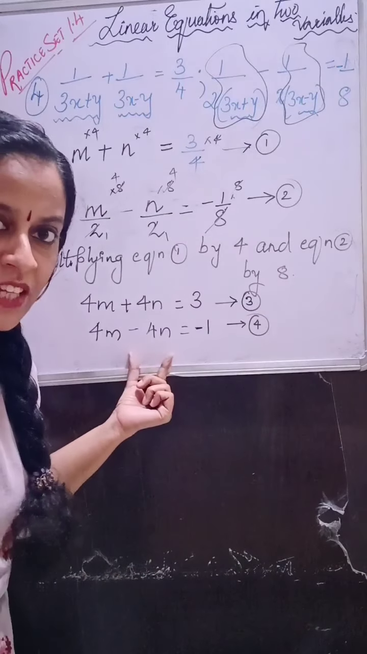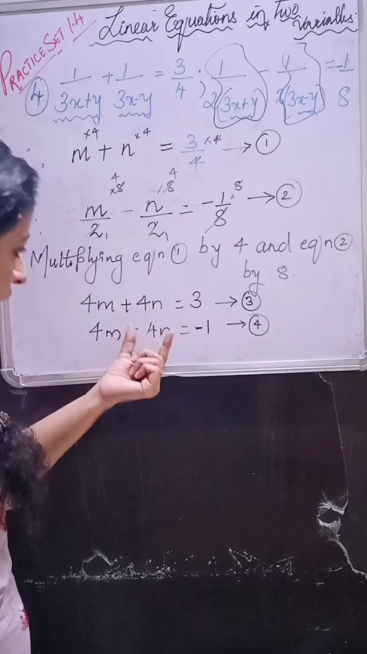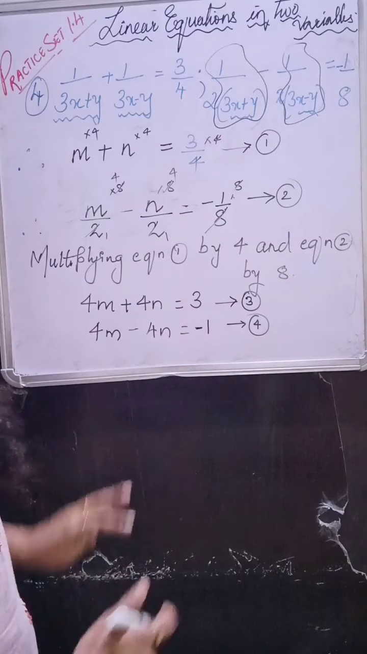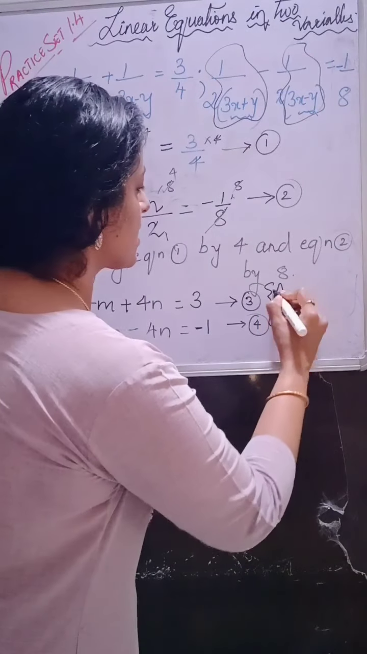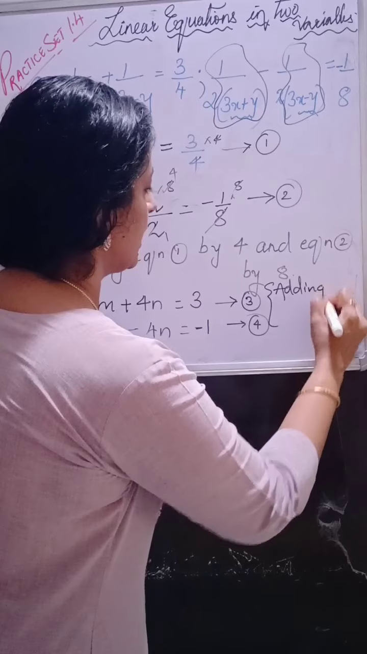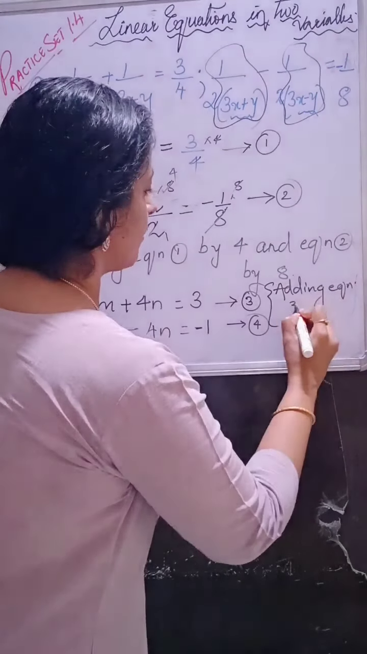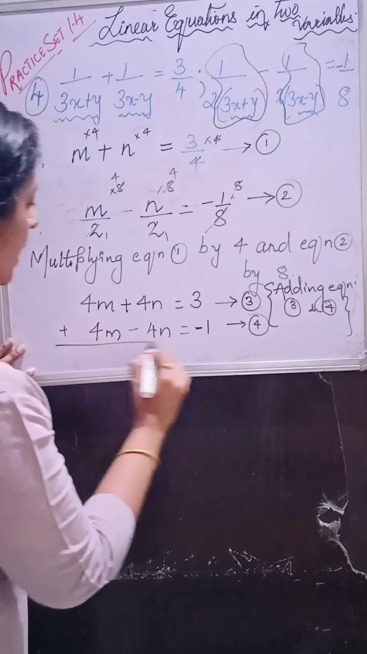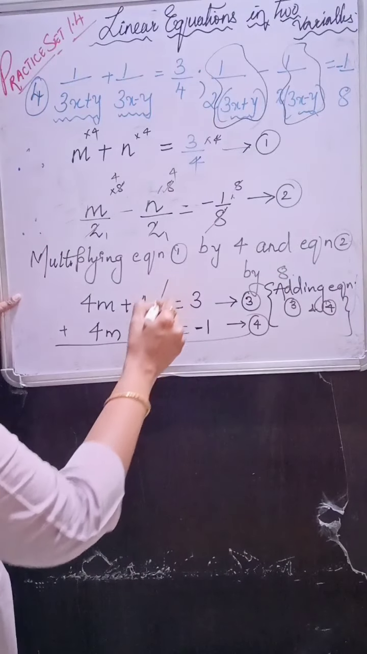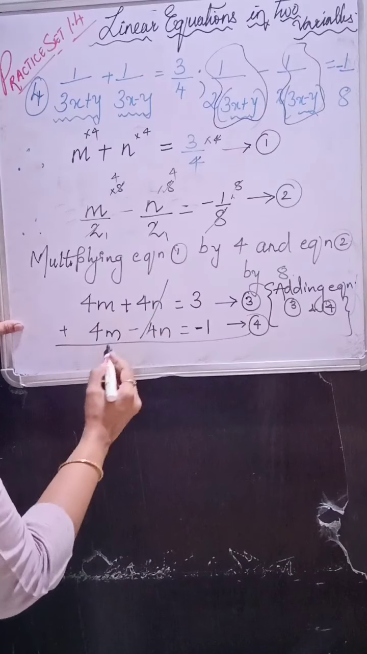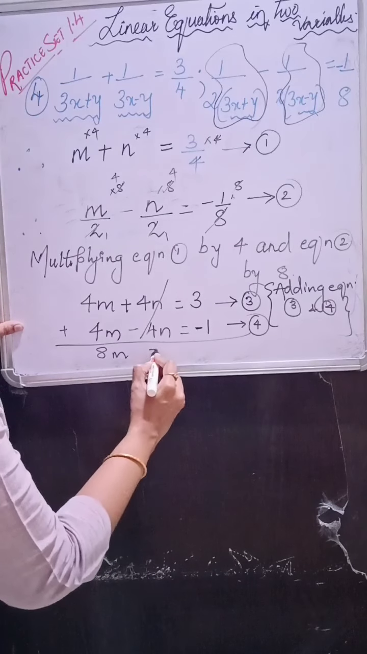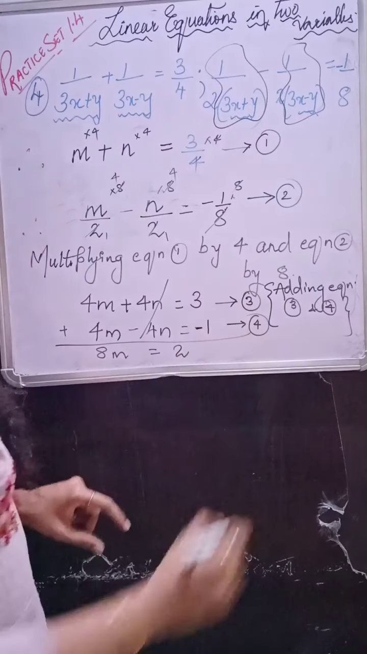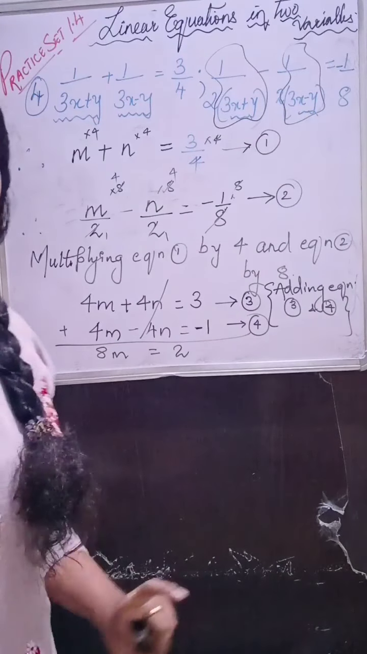Very clear, you can see here one is plus 4n, another is minus 4n. So we'll go for adding equation 3 and 4. Beside I'll mention the step, adding equation 3 and 4. What will you get? Plus 4n minus 4n cancel. 4 plus 4 is 8m is equal to 3 minus 1, 2. So how much will be m? 2 upon 8.